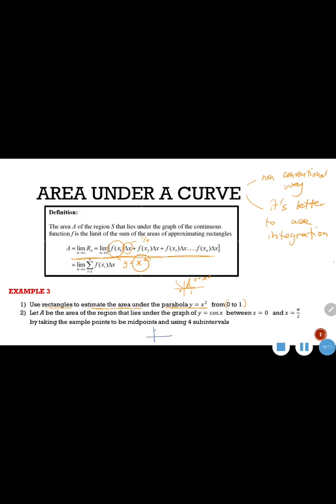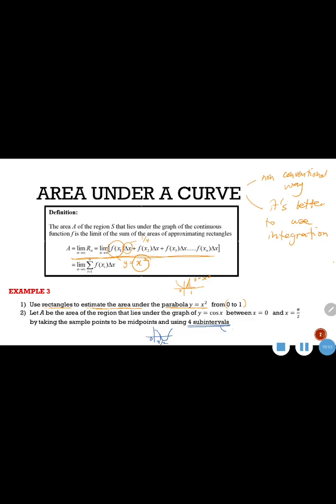Okay, y equals cos x looks like this. Between x equal to 0 and x equal to pi over 2, by taking the sample points to be midpoints and using 4 subintervals. Using 4 subintervals is equal to what? Don't know yet. We have to do, okay, of course we know.